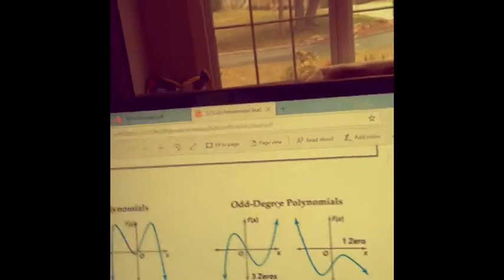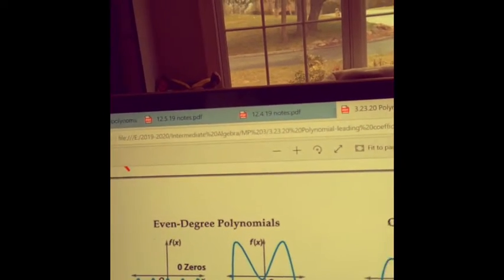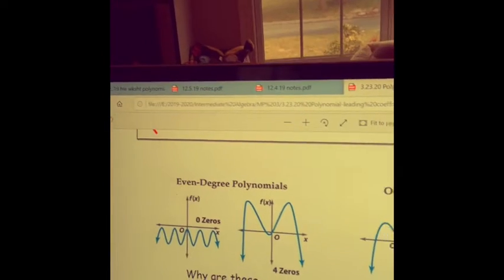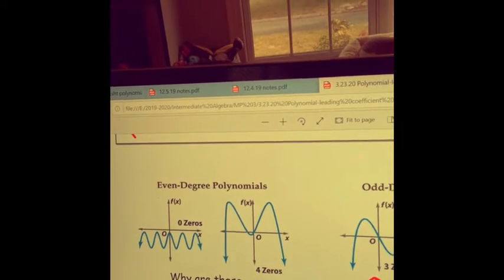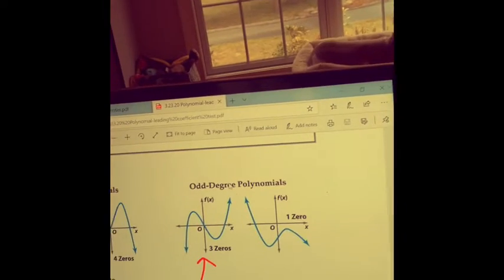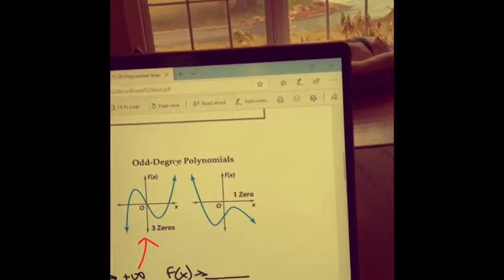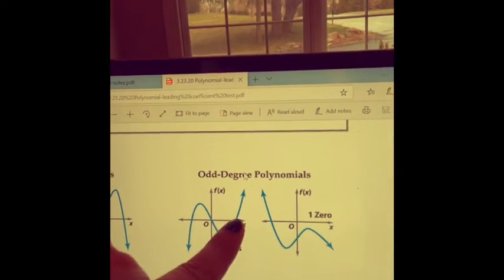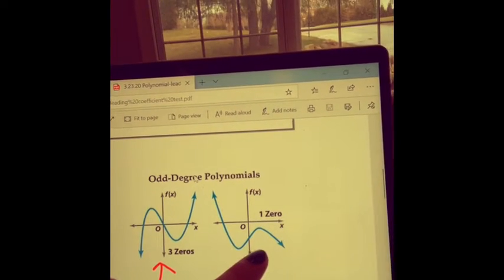Once again, more examples of even meaning the same direction. Notice that these are both facing down, and I asked the question, why are they both facing down? The answer is because they both have negative leading coefficients. On the right-hand side, you notice that they are odd. They are odd because if you notice the arrows on the left and the right-hand side for both of them, they're going different ways. This first one is ending positive, which means that the leading coefficient must be positive. The second one is negative, which means that the leading coefficient there must be negative.